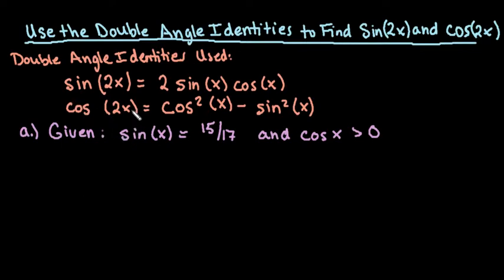For cosine 2x, there are other double angle identities that you could also use that would give you the same result. It's just a matter of preference of which one you like to use. So this is the one that I chose for this video. All right, so let's get started.